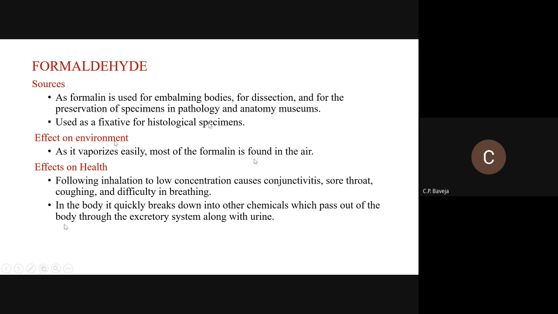If you must have experienced some places where formalin is there, fumes are there in the environment, and it becomes irritating. Even for inhalation, it will be very bad. It comes into the environment by vaporization. Effects on the health: following inhalation of low concentration causes conjunctivitis, sore throat may occur, coughing and difficulty in breathing may occur. And in the body, it quickly breaks down into other chemicals which pass out of the body through the excretory system along with urine. So these are the various effects of formaldehyde.